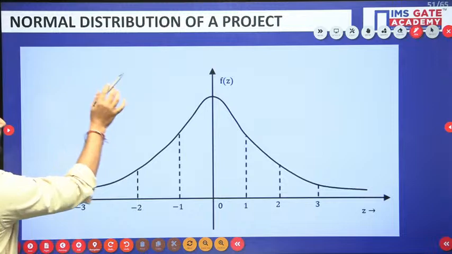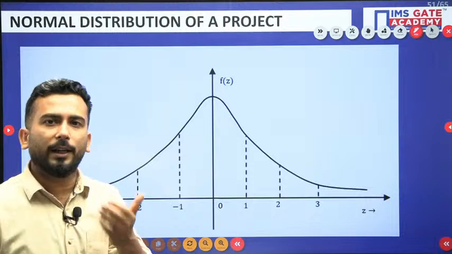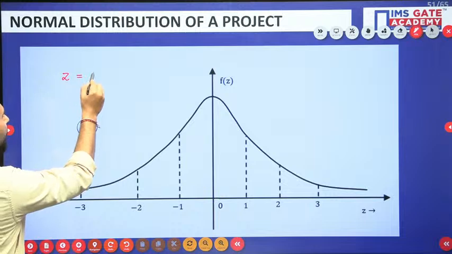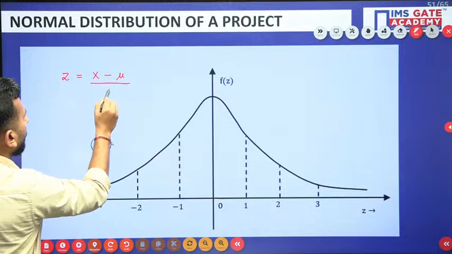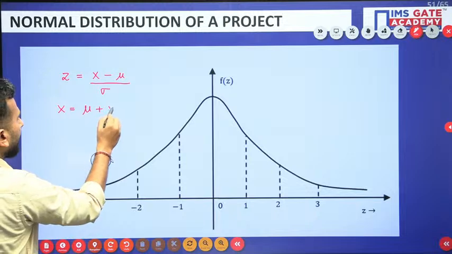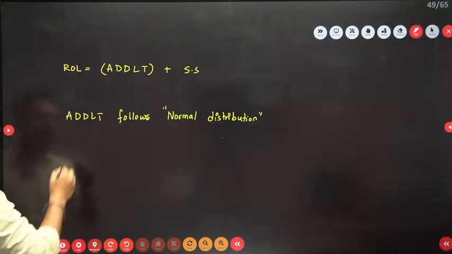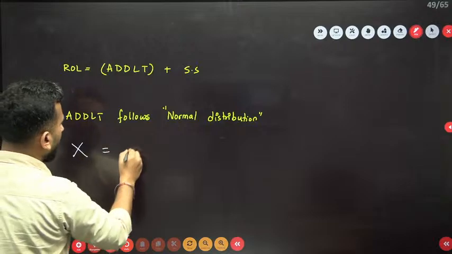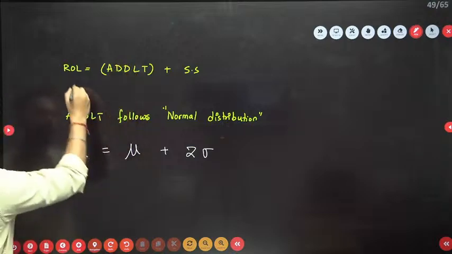How to convert normal distribution to standard normal distribution? I will use this relation Z equal to x minus mu by sigma. So x I can write mu plus z sigma. Yes or no? So just follow over here. X equal to mu plus z sigma, and just compare.